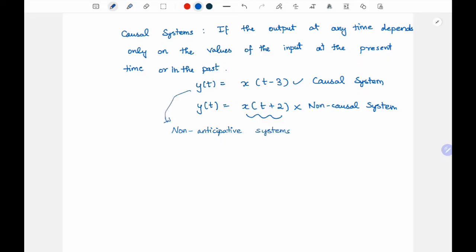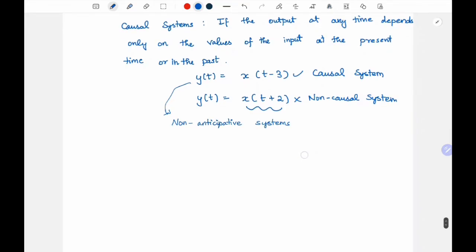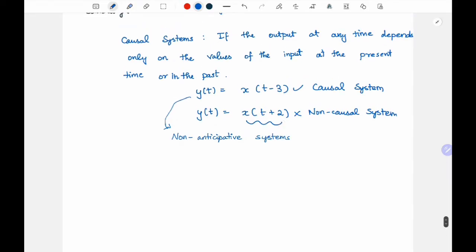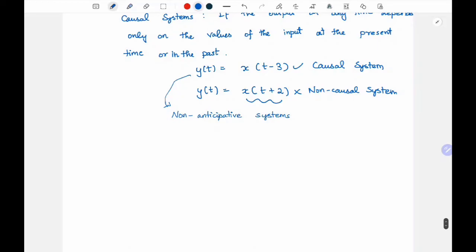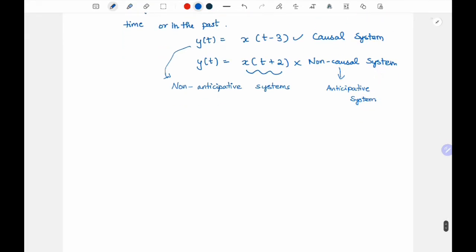So why are they called non-anticipative? Anticipating is expecting something or guessing something that happens in the future. But since in causal systems the outputs do not depend on input signal values from the future, these types of systems are called non-anticipative systems. And hence these non-causal systems are also called anticipative, by the same logic. Okay.